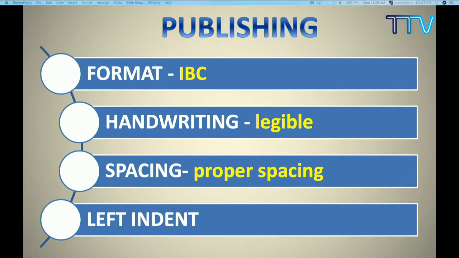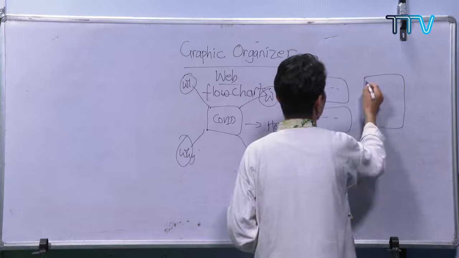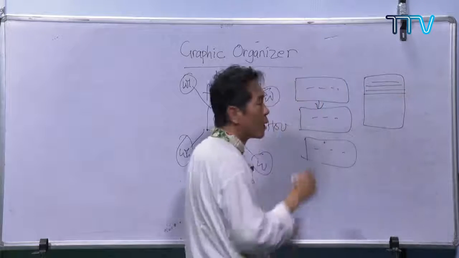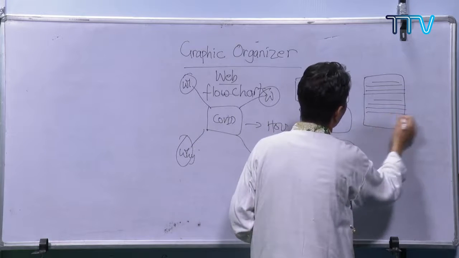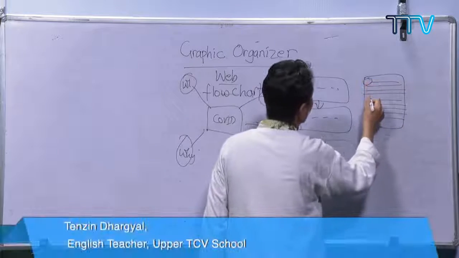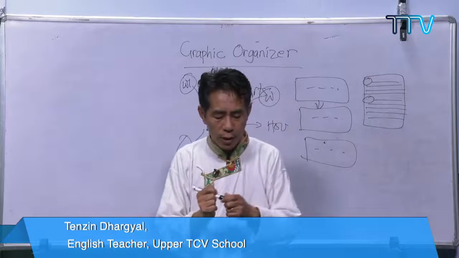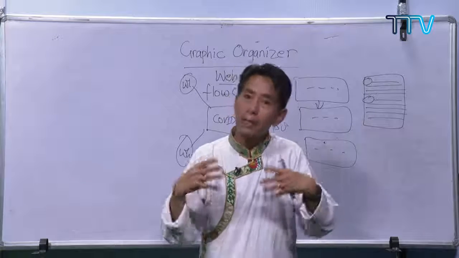And then we talk about the left indent. This is very important. Whenever we write any paragraph, people normally keep one space here. This is called indent. Whenever you start a paragraph, you have to keep one space here, and this is called indent. So in the publishing stage, you have to check all these things. Now this is the writing process.